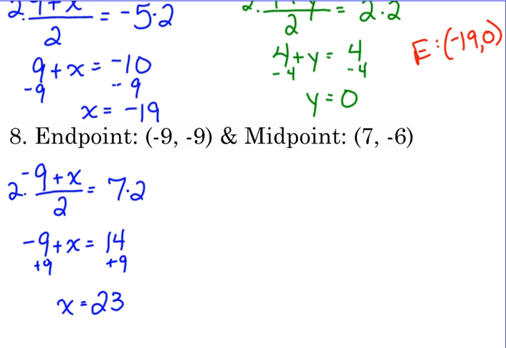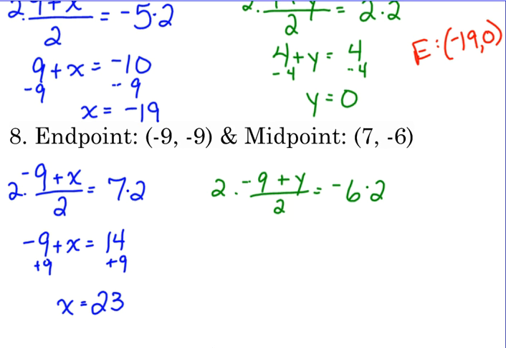Check it. -9 plus 23 is what? 14? 14 divided by 2 is 7. Okay, let's find the y-coordinate. I know my one y-coordinate is -9. I don't know the other one. When I divide that by 2, the y-coordinate of my midpoint is -6.